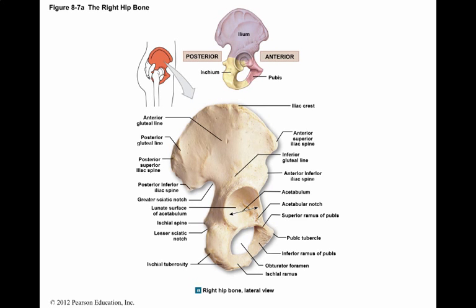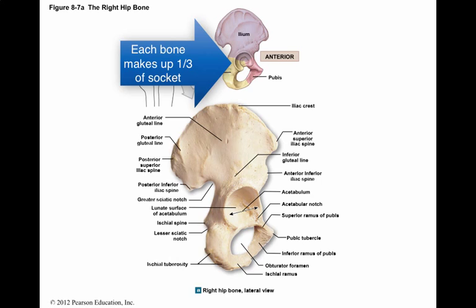Each hip bone is formed by the fusion of 3 bones: an ilium, which we see here in purple, an ischium, which we see here in yellow, and a pubis, which we see here in pink. The ilium, ischium, and pubis meet inside the acetabulum, which is a concave socket that articulates with the head of the femur. Each of the 3 bones make up a third of the acetabulum.